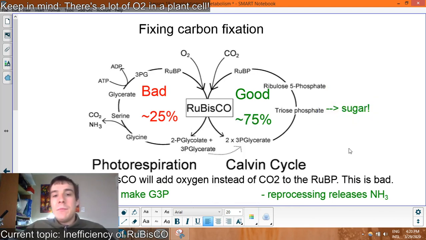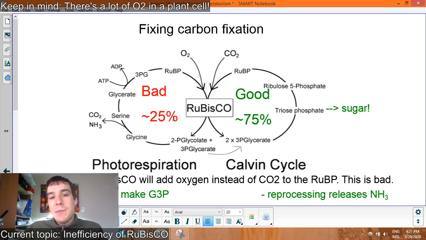But RuBisCO is a great enzyme. It fixes carbon, but sometimes it does the wrong thing and fixes oxygen instead. It takes oxygen and adds it to the RuBP instead of carbon dioxide. So you can't make two 3PGs because you're missing a carbon. And instead it makes one of the 3PGs, but the other one becomes phosphoglycolate, which is not 3PG and thus can't go and make sugar.